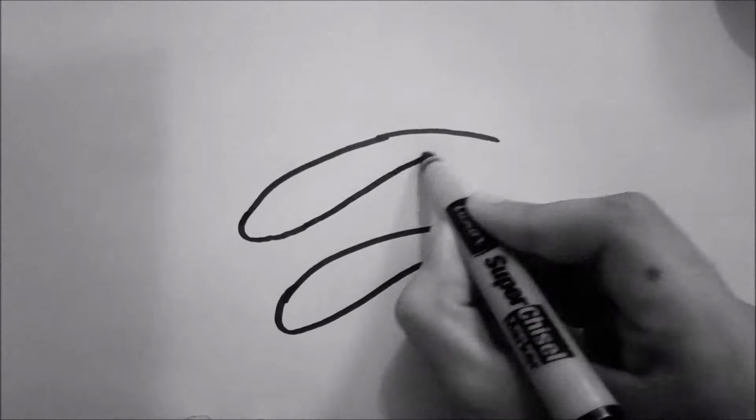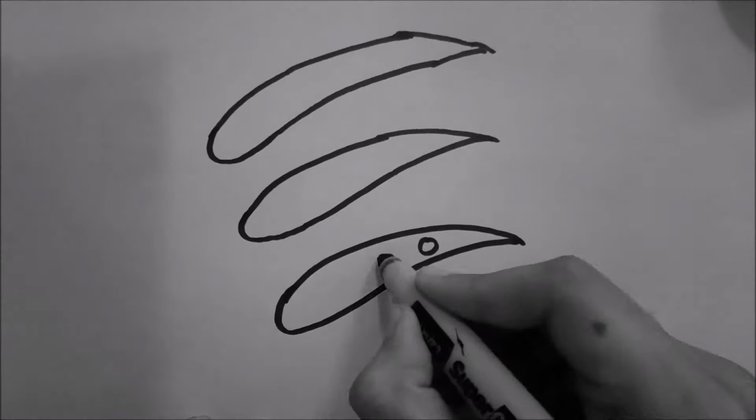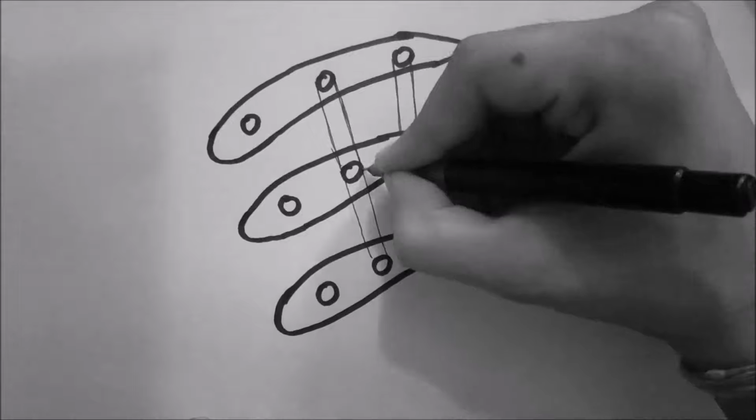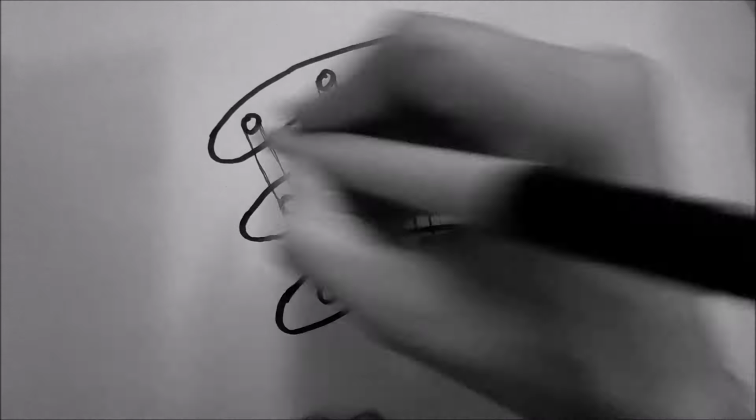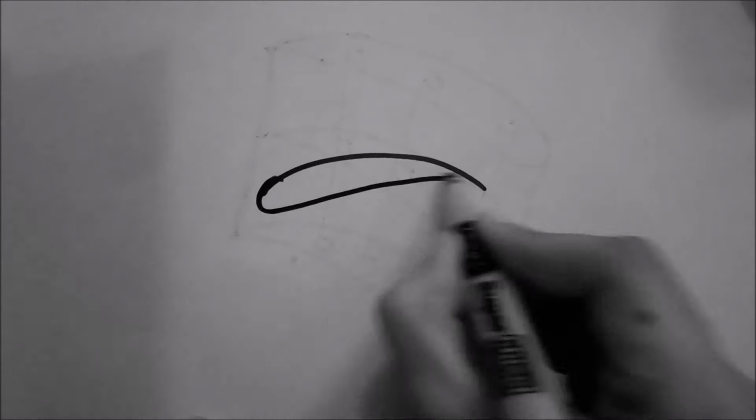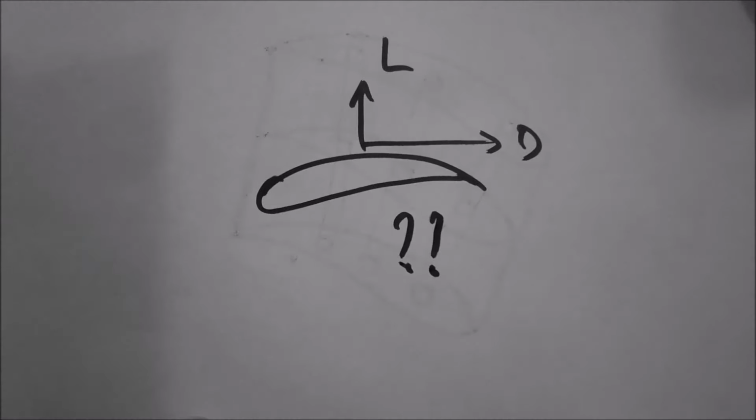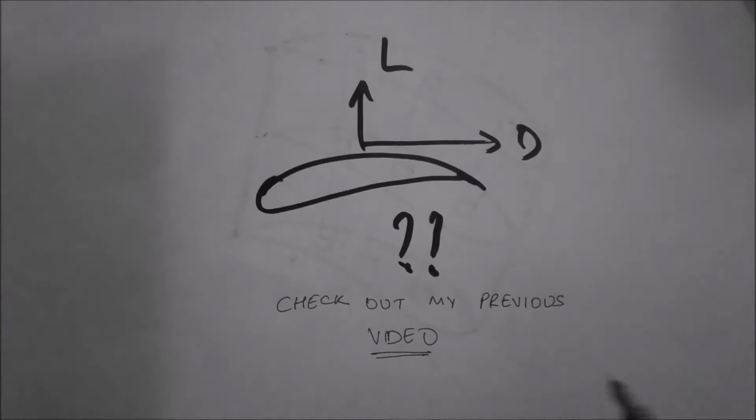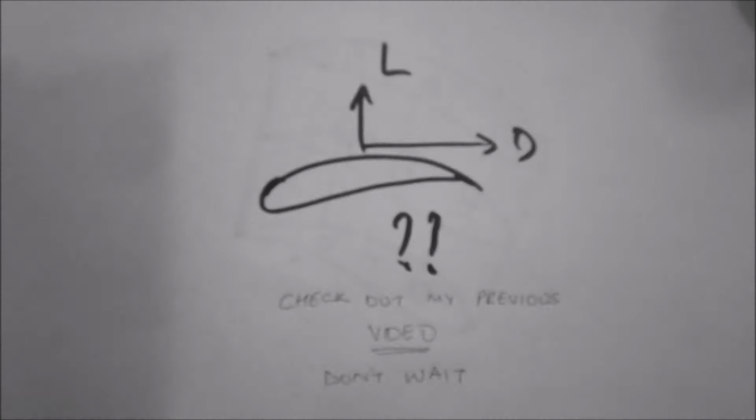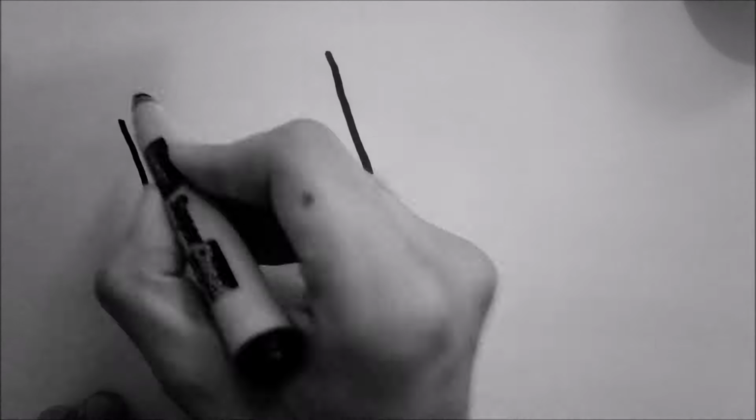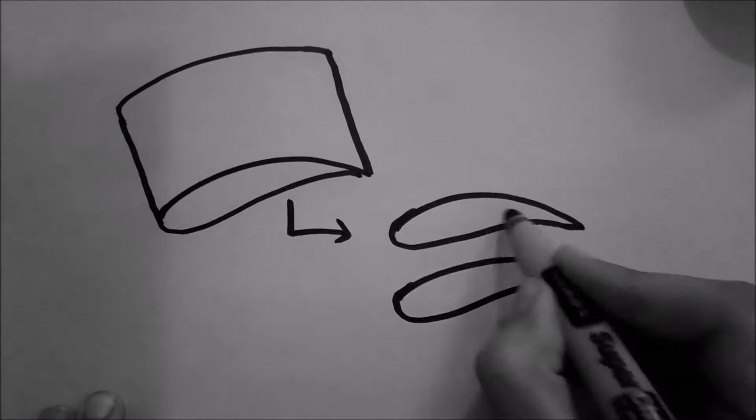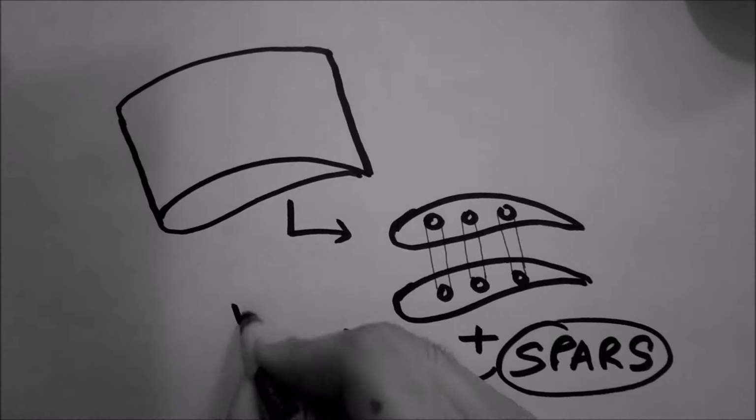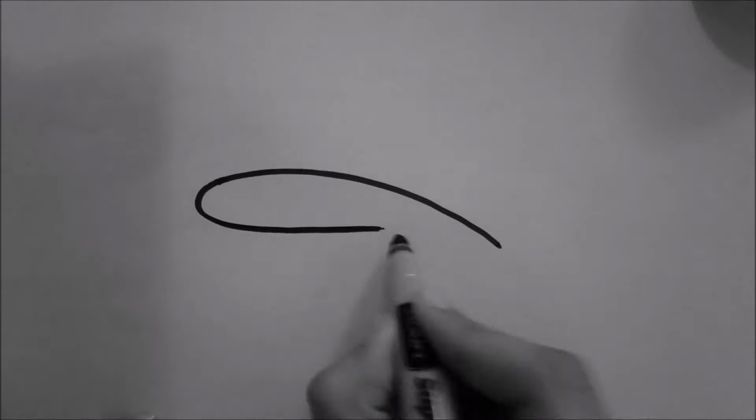Now we have the stringers, which is basically a stiffening member and goes through these ribs, and they are mainly there to transmit the aerodynamic loads. No idea about aerodynamic loads? Well, then check out my previous video on how an aircraft actually flies. The link is given in the description below. The aerodynamic loads get transmitted from the wing skin or the surface of the wing to the ribs and spars via the stringers. Spars? What are they?